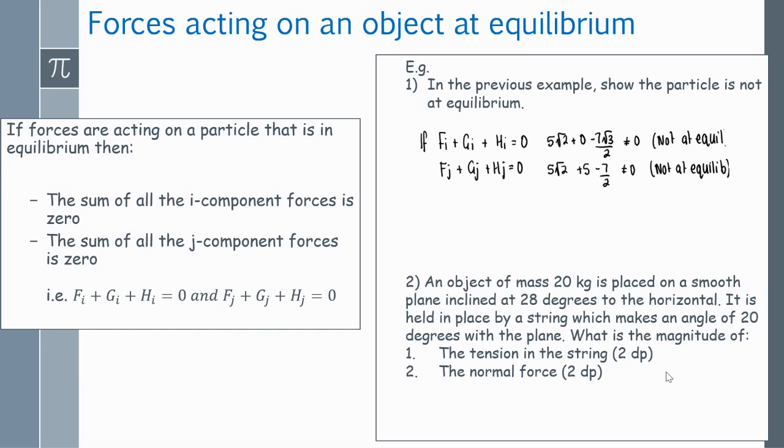So if we look at our previous example, we can see that the particle is not at equilibrium because Fi plus Gi plus Hi, 5 root 2 plus 0 minus 7 root 3 on 2 from the answers on the previous slide, does not equal 0. Fj plus Gj plus Hj also does not equal 0. We have 5 root 2 plus 5 minus 7 on 2. This indicates that this particle is not at equilibrium, so it is not still, or it is not moving at a constant velocity. We're going to see an example where the particle is at equilibrium.